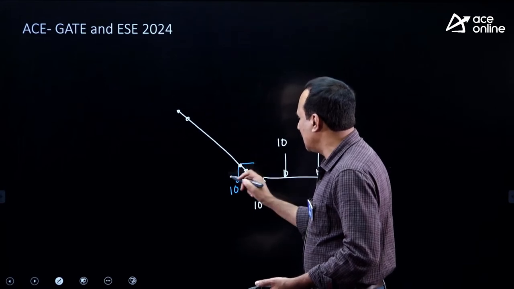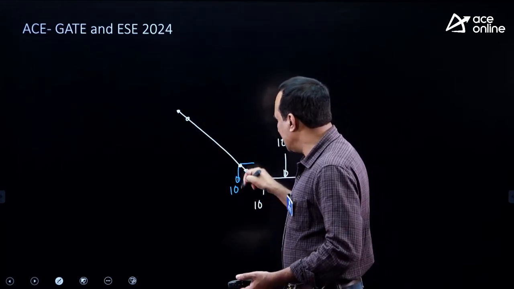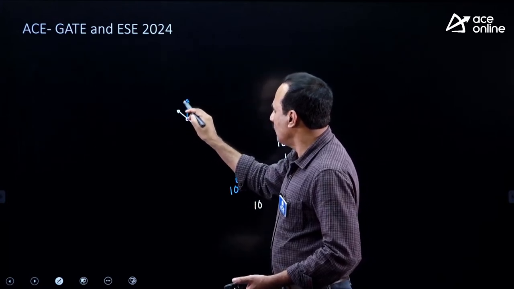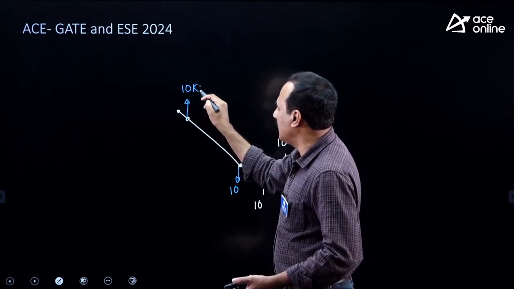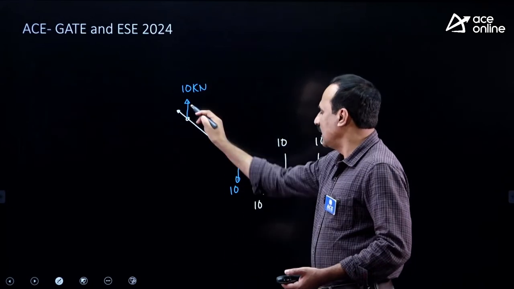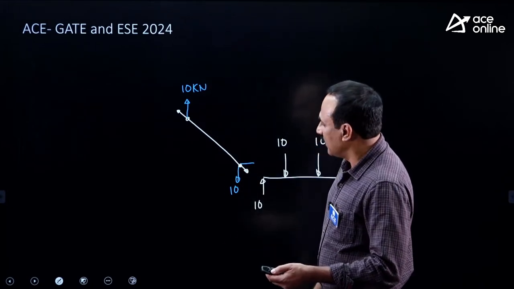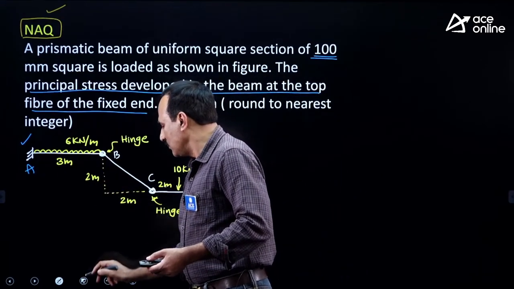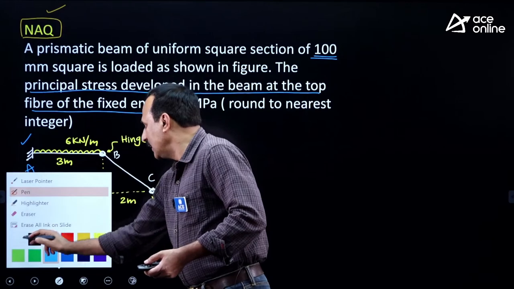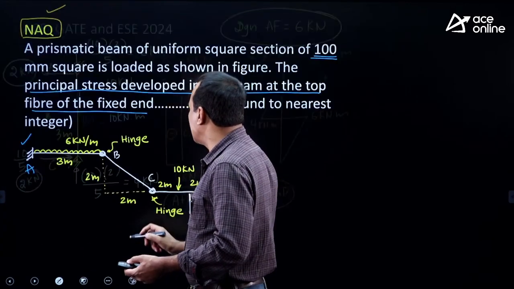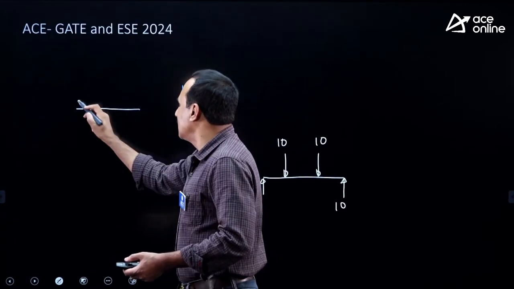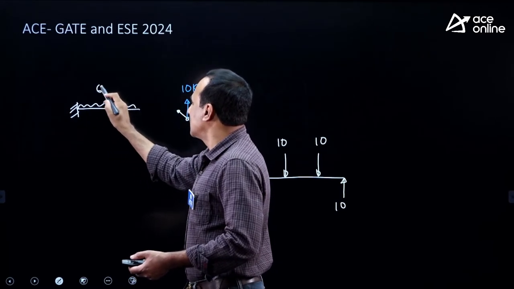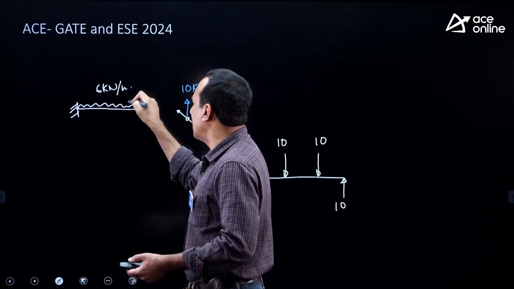And I don't want the horizontal reaction. As it is downward, maybe an upward 10 kN will be there here. And that will transfer onto this beam. This cantilever beam, fixed at one end, is a cantilever beam. It is having UDL completely, 6 kilonewton per meter. This is the load acting on it.